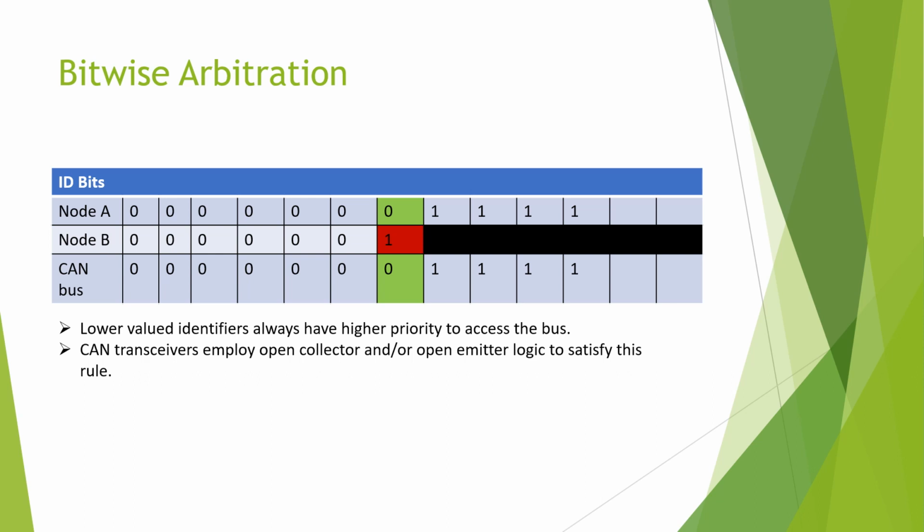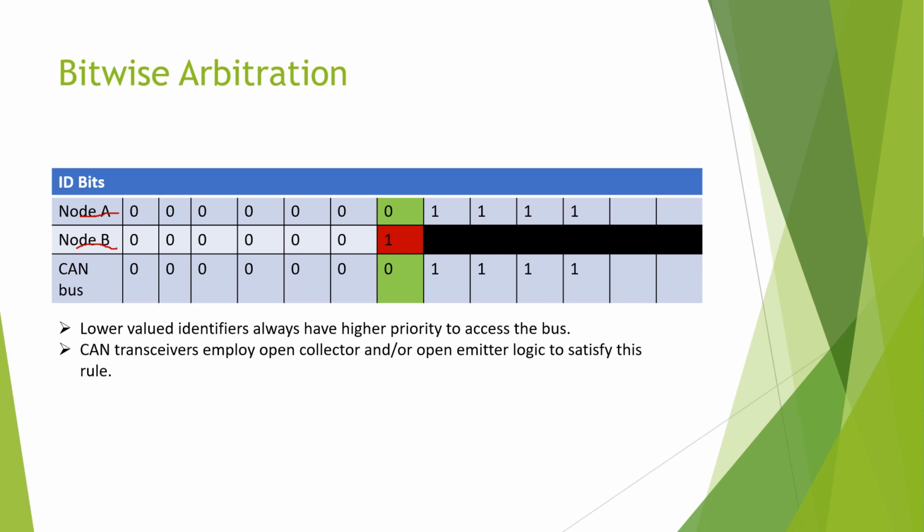Here in this particular diagram, we see that two nodes, node A and node B, are trying to send their data at the same time onto the CAN bus. Here we'll see how one of them wins and what the rules for that are. The first thing is lower valued identifiers always have higher priority. The check is going to happen bitwise. Firstly, there'll be a check on the first bit, which are the same, second bit, which are again the same, then the third bit, then the fourth bit, until there is a difference.